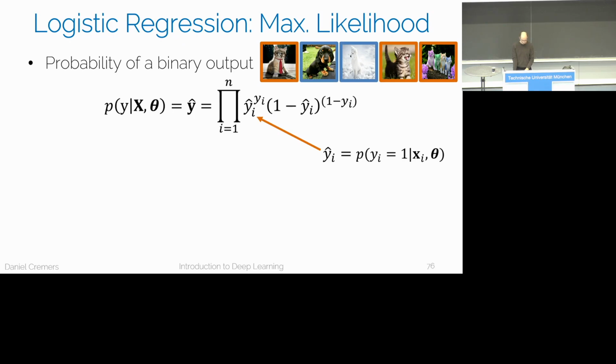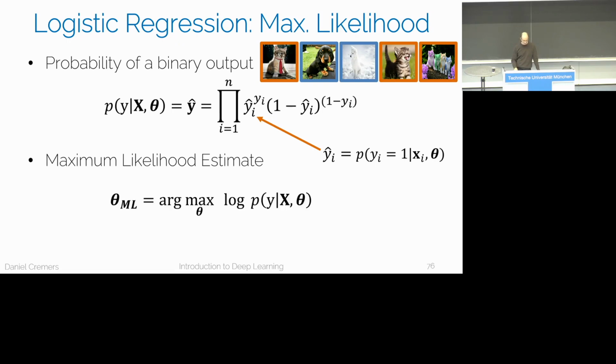So this yi hat is this probability for yi being 1 given xi and theta. And similarly, 1 minus yi hat is the probability for yi being 0. And so this way I have a probability model for the distribution of labels given these images. And now I can, in the same way as before, say now find a parameter value, theta, a set of weights for this linear combination that I'm doing, such that I maximize this probability or maximize the log of the probability.